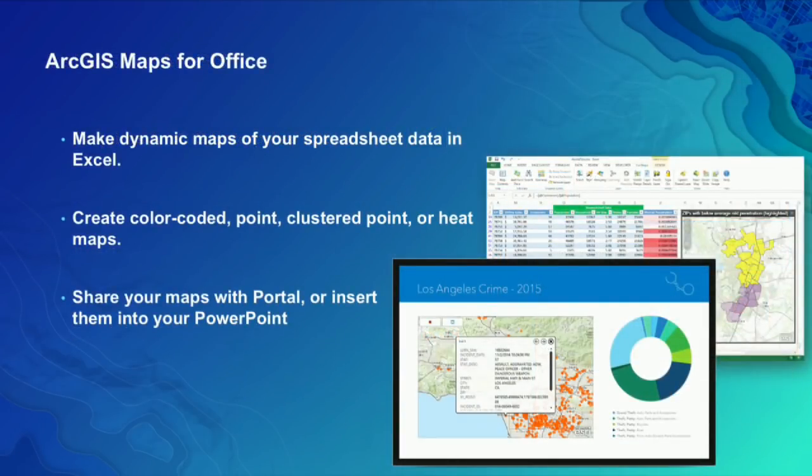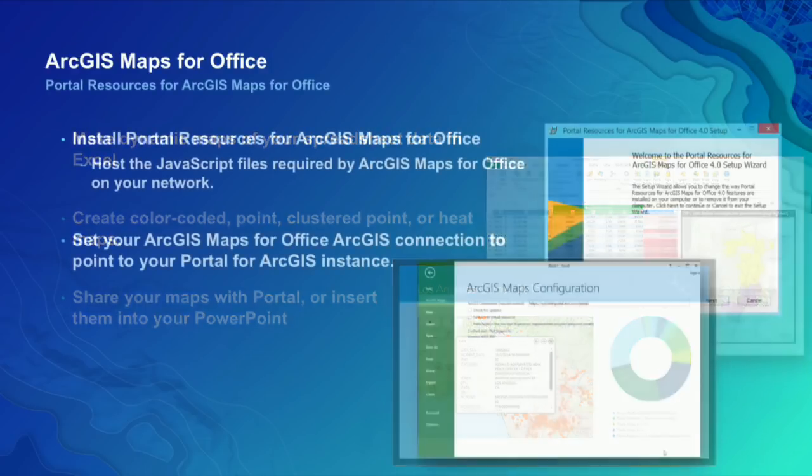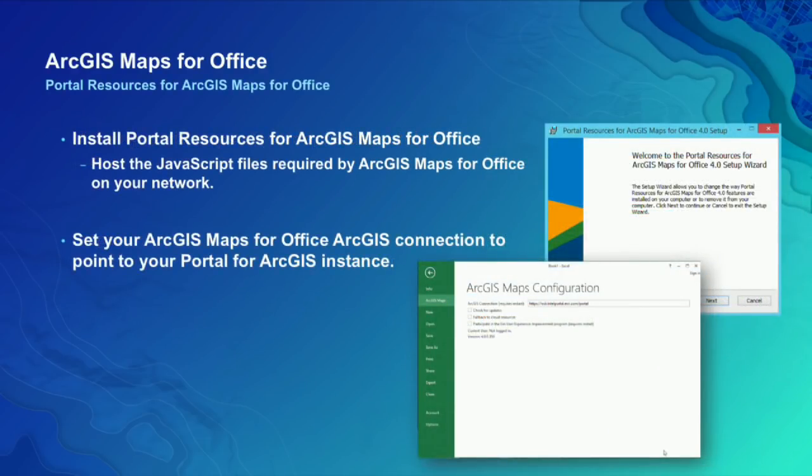Okay, a couple other apps that are out there if you want to use them against your portal. ArcGIS Maps for Office, being able to enable maps and things like that in your spreadsheets, as well as in PowerPoint. If you want to utilize that against your portal, you need to deploy something that's called the Portal Resources for ArcGIS Maps for Office. This just hosts a set of JavaScript files that gets laid down against your portal. And then as soon as you've done that, users have the client-side application. They can utilize ArcGIS Maps for Office against your portal. But you have to have those supporting files there and installed.